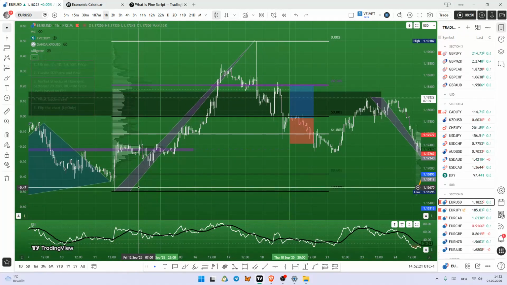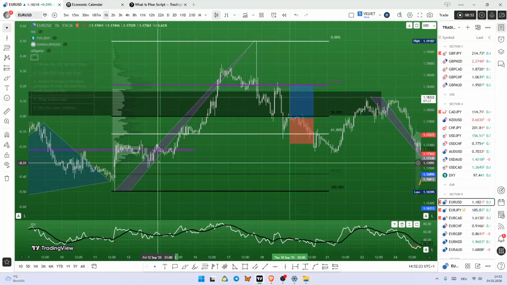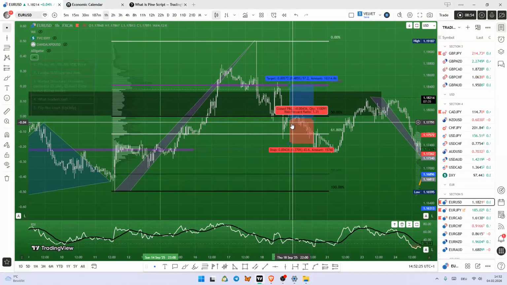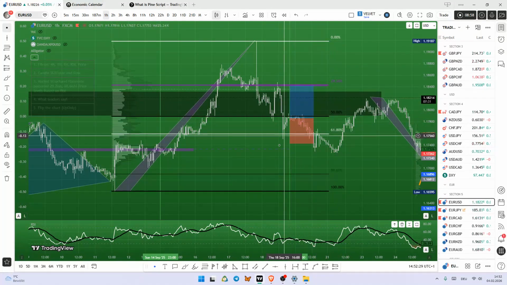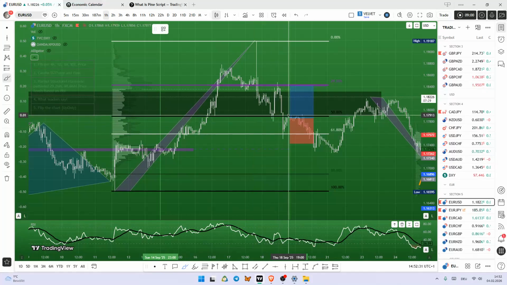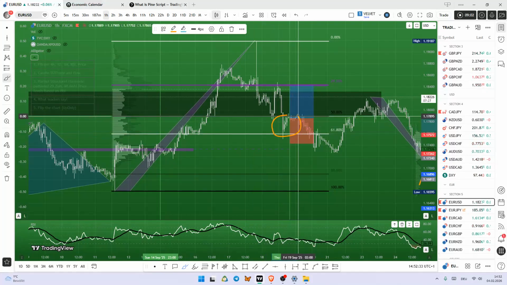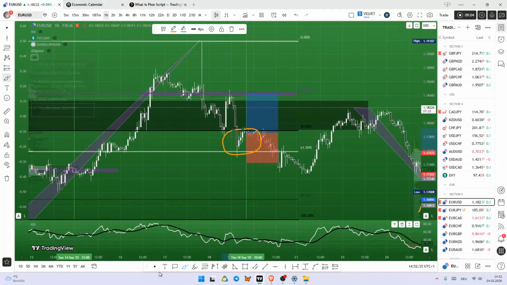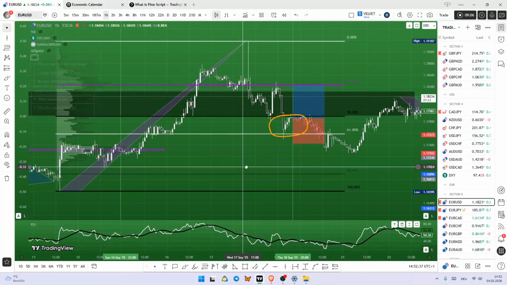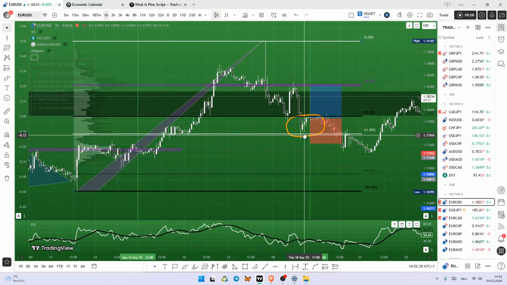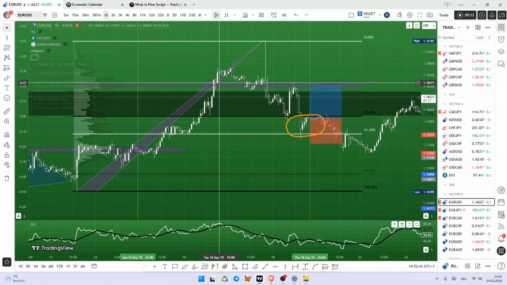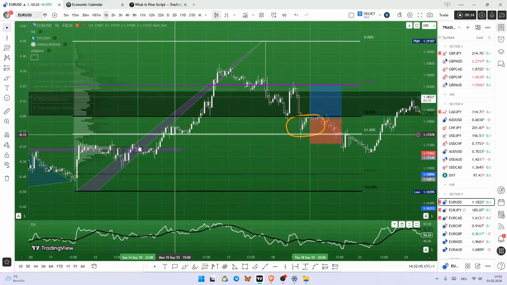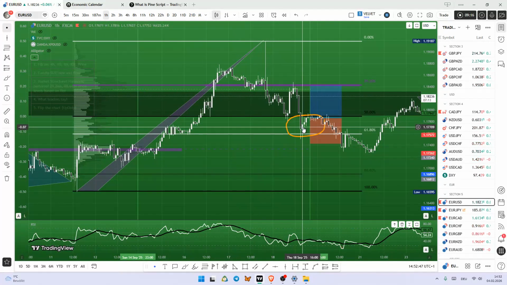So we had a reaction in the golden zone, but there wasn't actually a good candle entry because the size flow ratio of the candles was not good.